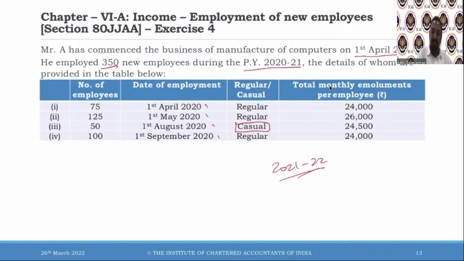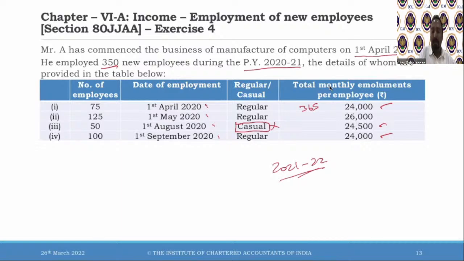Now the first condition is the emoluments must be less than 25,000. So now these three categories are eligible, right? And the second condition is they must be working for more than 240 days. So how many days are they working? The first category is working for 365 days. The 1st August 2020 category is casual employees. Are they allowed or not allowed? They are also not allowed. So they get eliminated under this category.